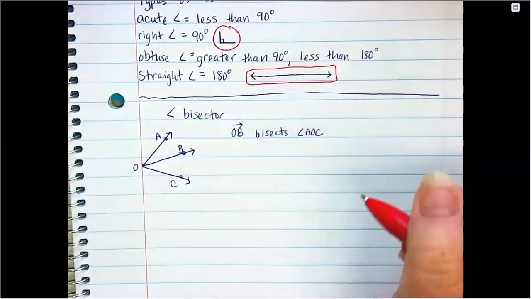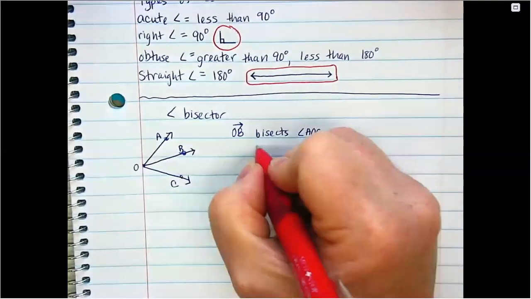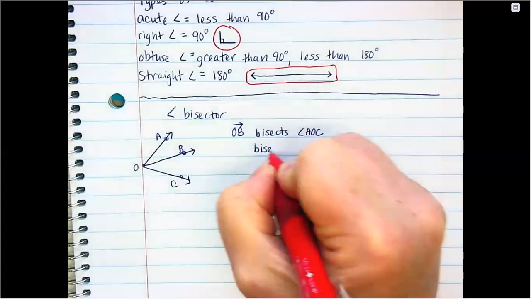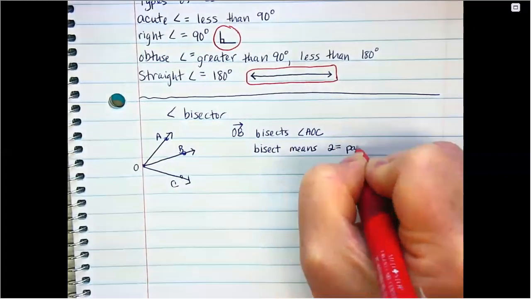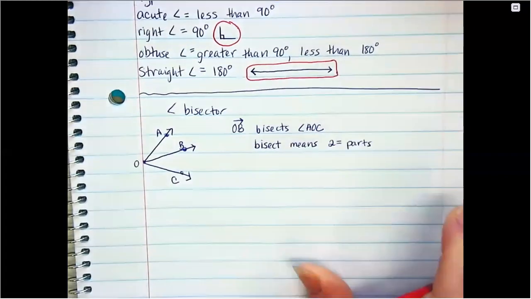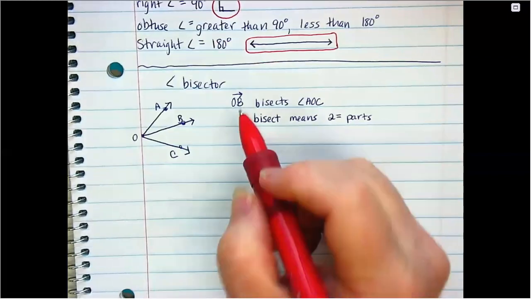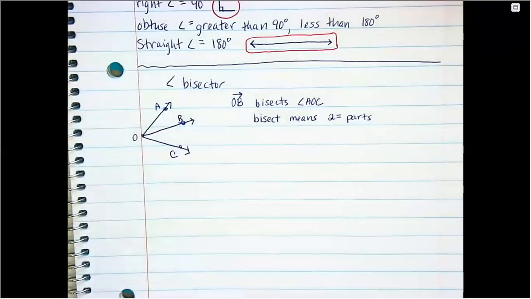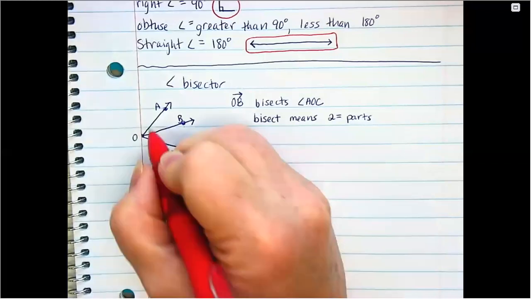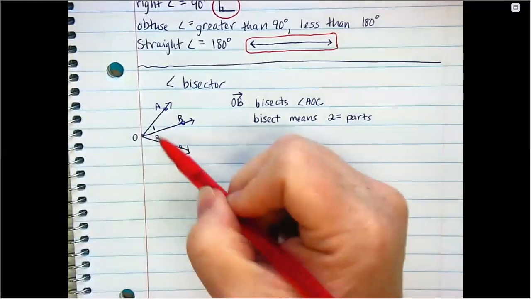Well, let's look at what a bisector does. What is the definition of bisect? Okay. So definition, bisect means two equal parts. So that means that this ray is now going to divide your angle AOC into two equal parts. So I'm going to call it 1 and 2. But if they're two equal parts, then just like a midpoint, the value of angle 1 is going to be equal to the value of angle 2.